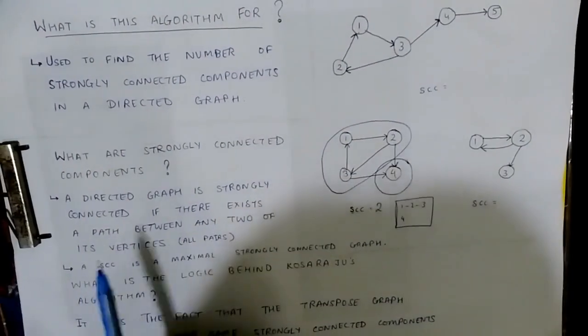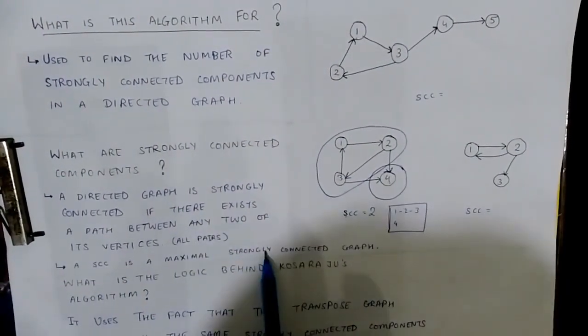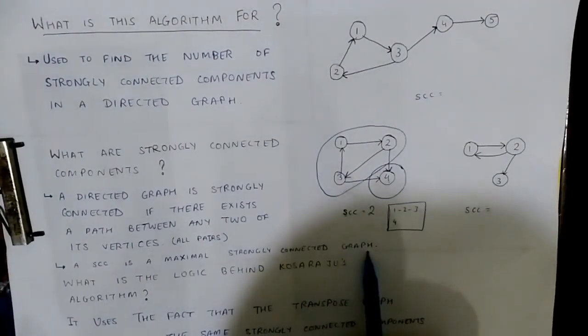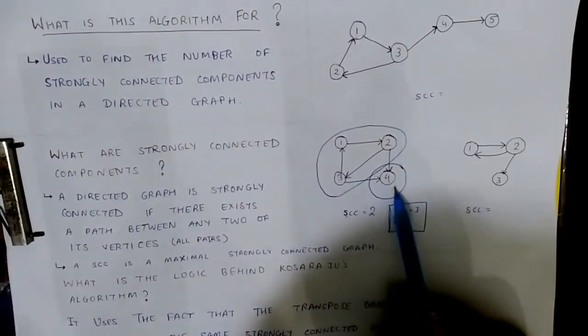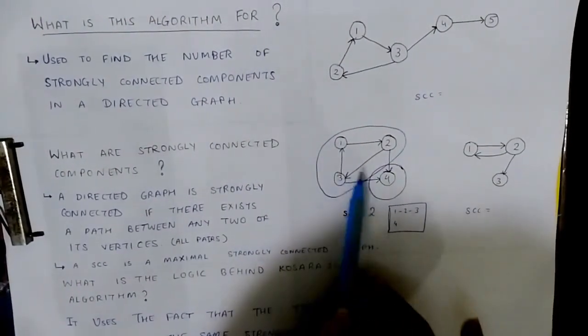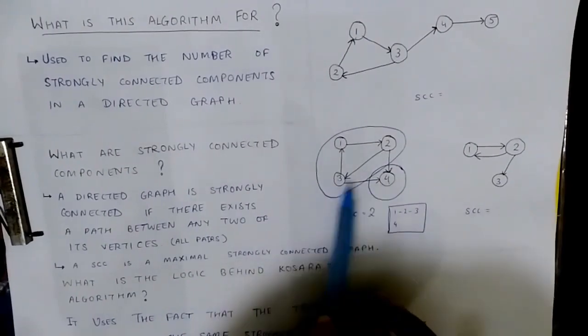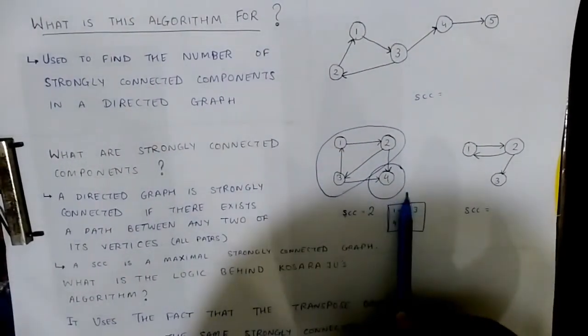Okay, so a strongly connected component is a maximal strongly connected graph. This is a strongly connected graph and this is a strongly connected graph, while these two are different strongly connected components of this complete graph.